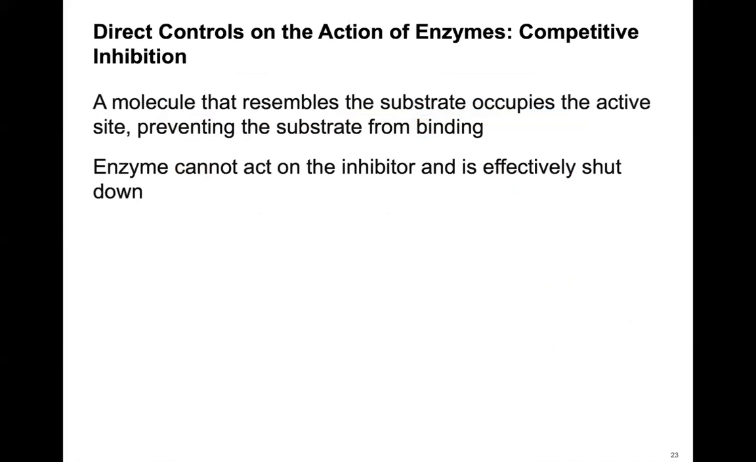So, direct controls on the action of enzymes: we have either competitive inhibition or non-competitive inhibition. A molecule that resembles the substrate, occupies the same active site as the substrate, and prevents the substrate from binding is referred to as a competitive inhibitor. The enzyme cannot act on the inhibitor, as it is effectively shut down.